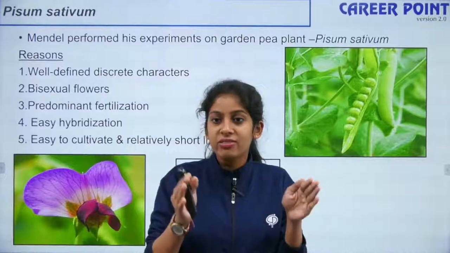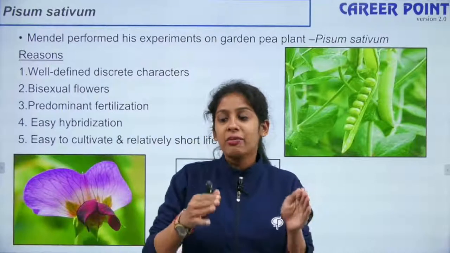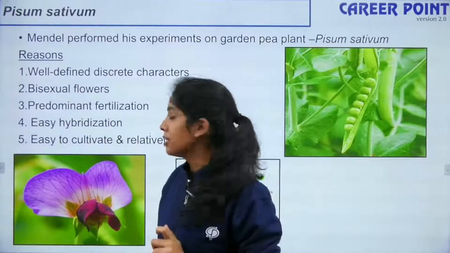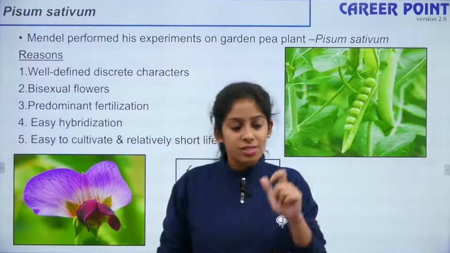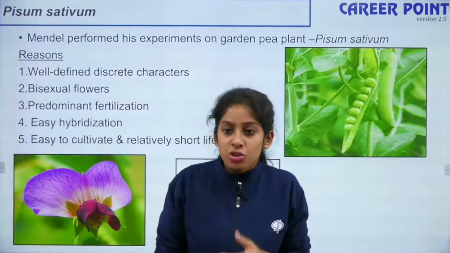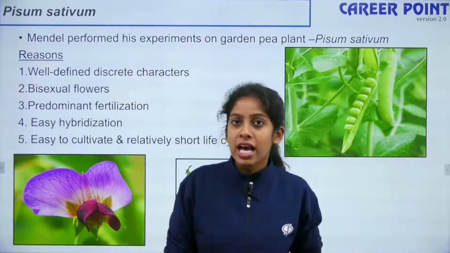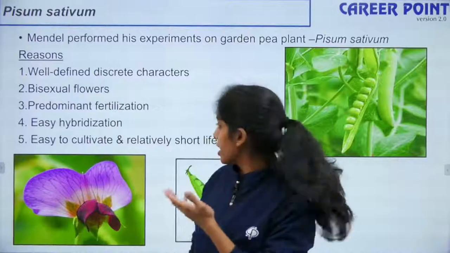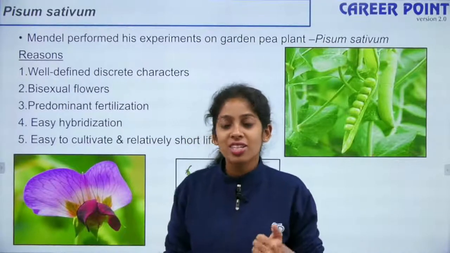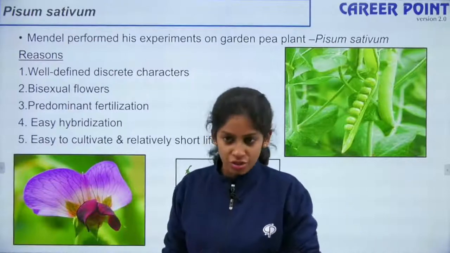If it had a relatively short life cycle, it means I can grow many generations to study. Say, for example, the entire lifespan of Pisum sativum gets over in 6 months. So in 1 year, I can study 2 generations, right? If the entire life cycle takes 3 months, then how many generations can I study? I can literally study almost 4 generations, right?